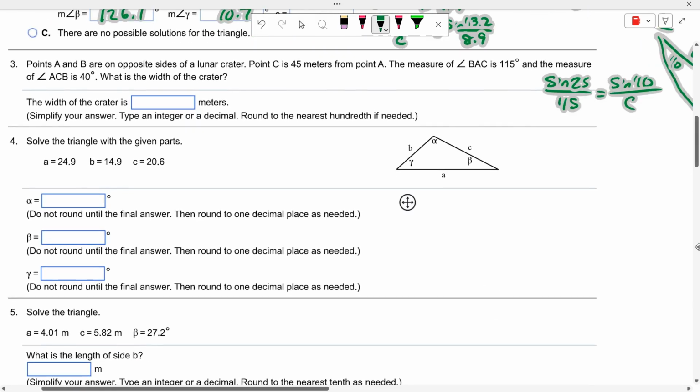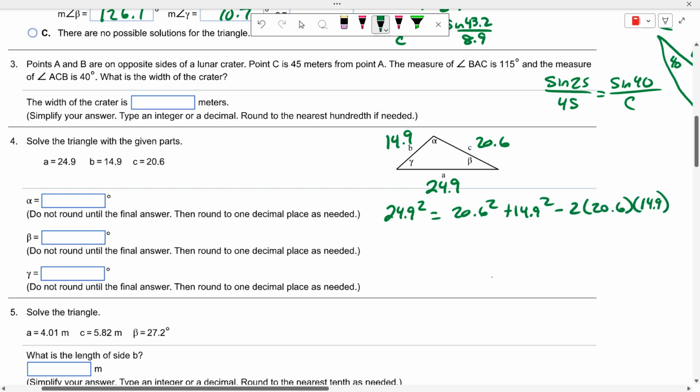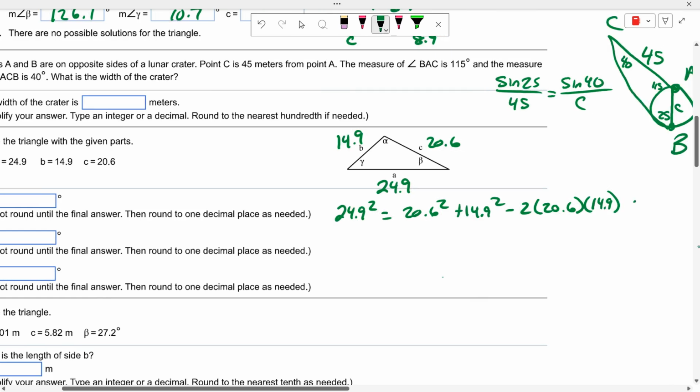When you have sides 24.9, 14.9, and 20.6, you have to do the law of cosines. So I want to find angle A first because it's my biggest angle. So 24.9 squared equals 20.6 squared plus 14.9 squared minus 2 times 20.6 times 14.9 cosine of alpha.